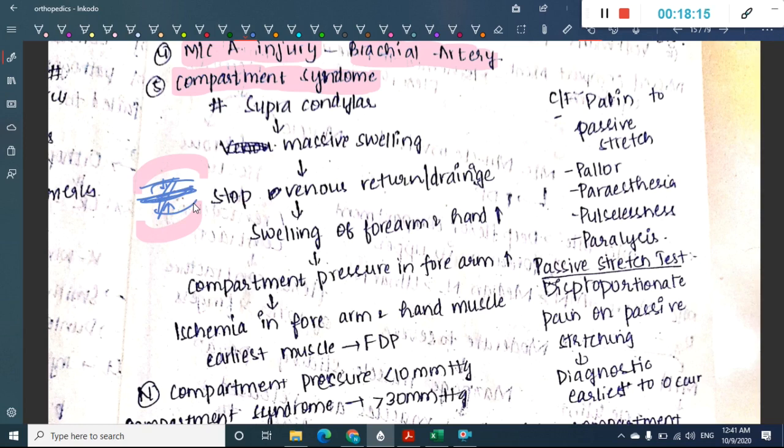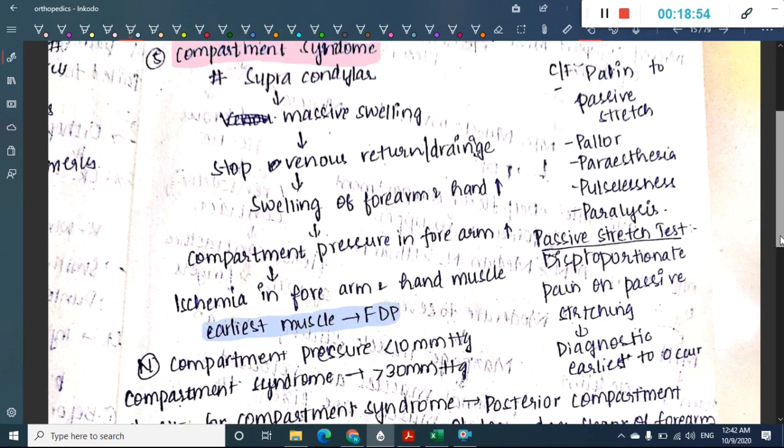Accumulation of fluid causes pressure between the layers of muscles, and that will cause increased compartment pressure. This increased compartment pressure is called compartment syndrome. What happens if there is compartment pressure increase? In later stages, even the arteries and arterioles get occluded, and because of that, there will be ischemia to the muscles of the forearm. Which muscle is the first to go through ischemia in the forearm? The earliest muscle to undergo ischemia is flexor digitorum profundus.